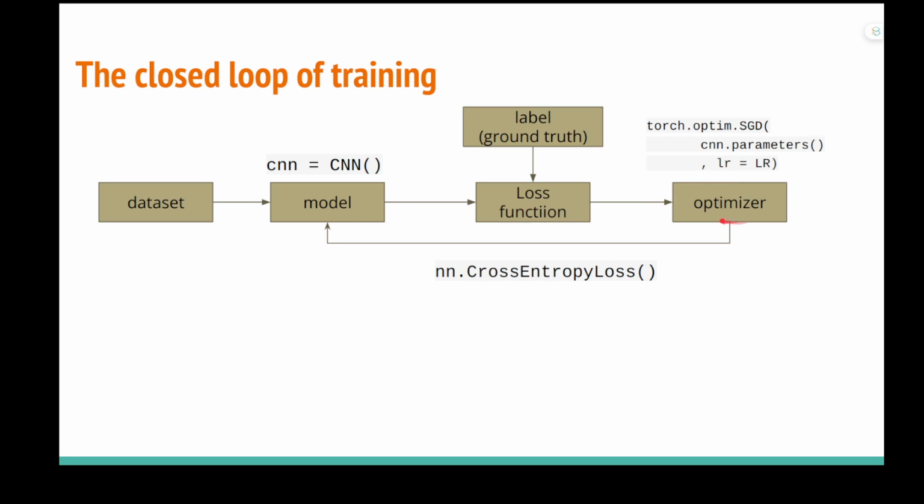So we will go through this loop for all the data in the data set. Each time, we will get a batch of samples from the data set, calculate the value, calculate the loss function, and calculate the gradient for each parameter, and use those gradients to update the parameters of the model.